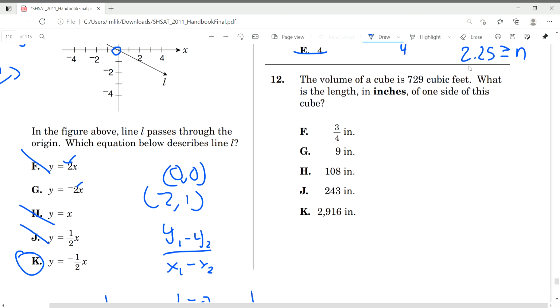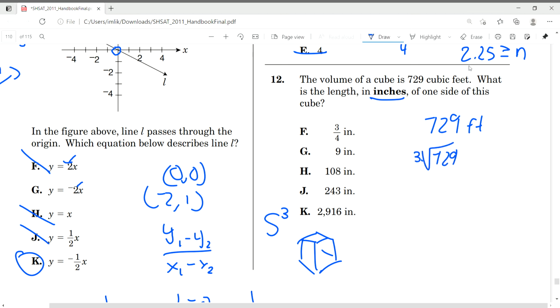The volume of a cube is 729 cubic feet. What is the length in inches of one side of the cube? So we have 729 cubic feet, and they want one side in inches. So we have a cube, and the volume of a cube is essentially s cubed. Wow, what a surprise. So we have to find the cube root of 729. So x times x times x is equal to 729. What is x? Well, if you memorize your table, you know that 9 times 9 times 9 is actually equal to 729. So we know that one side is going to be 9 feet. So a lot of people would choose 9. That's actually incorrect, because we have to convert it into inches.